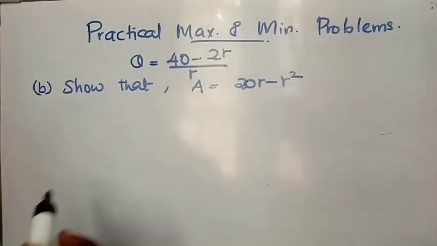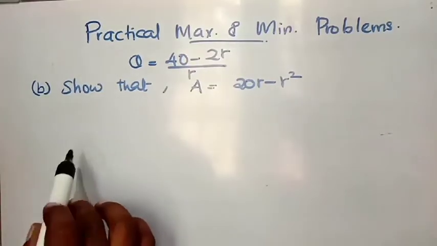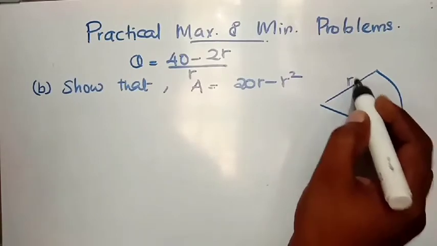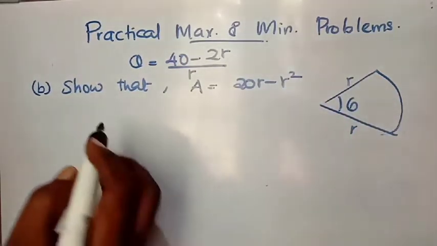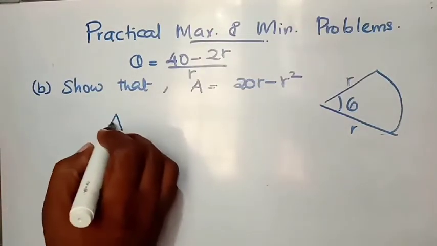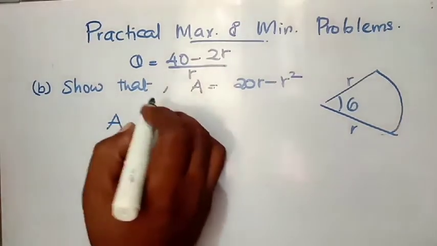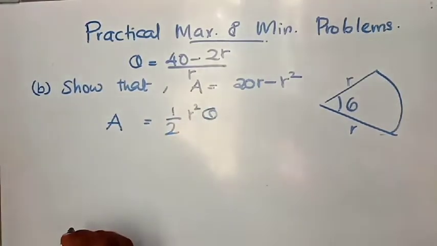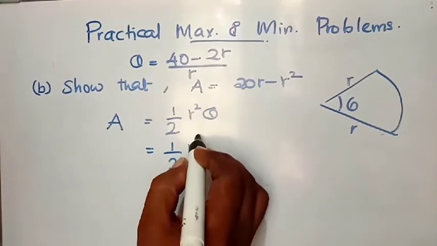Part B of the question is show that area is equal to 20r minus r square. We have to show that area of the sector is 20r minus r square. So let's go to the definition directly. What is the area of sector? Formula for area of sector is half r squared theta, which is equal to half r squared.